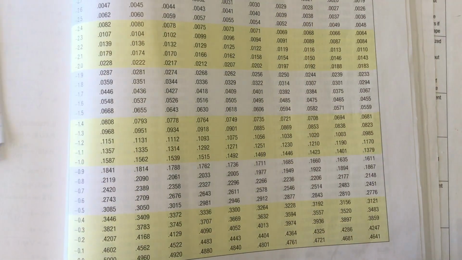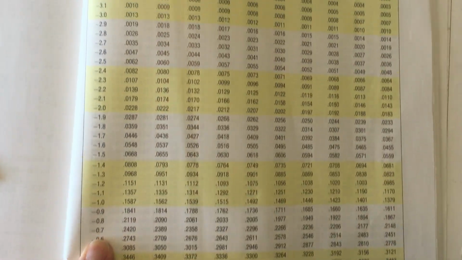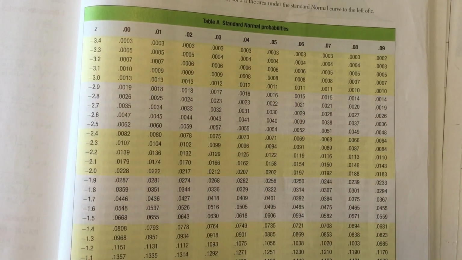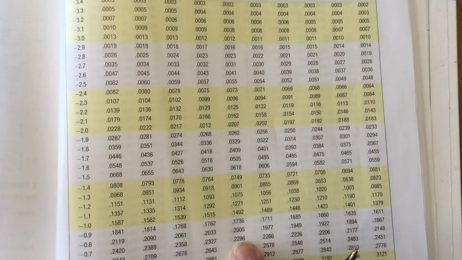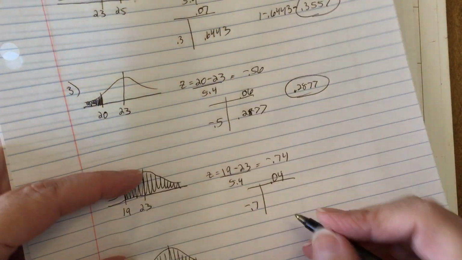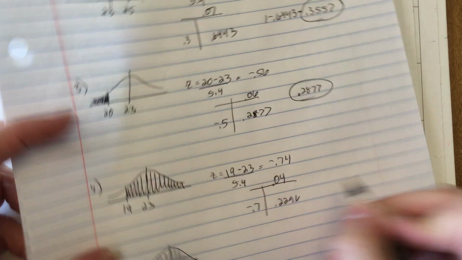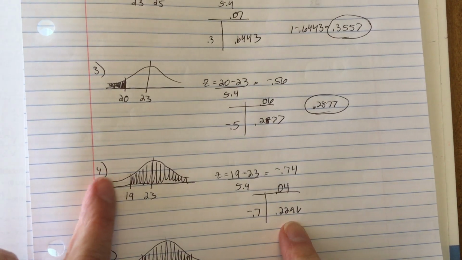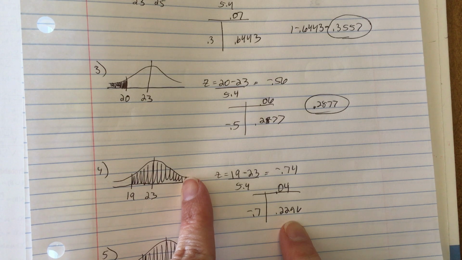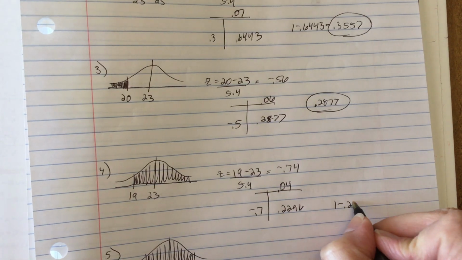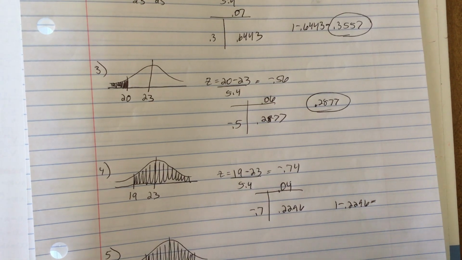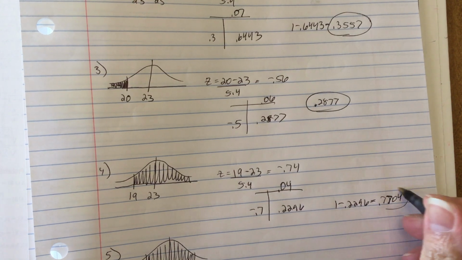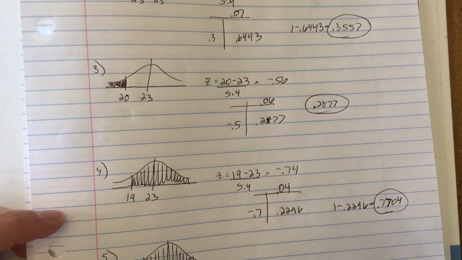So if I go to my table, let's see, negative 0.7 and then 0.04. 0.2296, right? But again, that's not 22%, that's 23%. So all I have to do is subtract that from 1 to get the area to the right. And that's 0.7704. Okay, so that's my answer to that one.